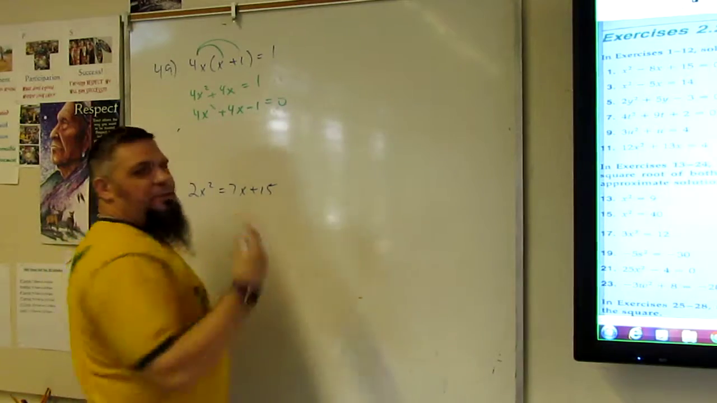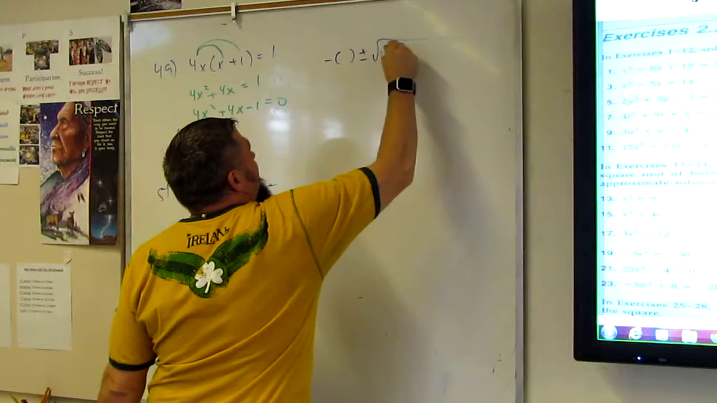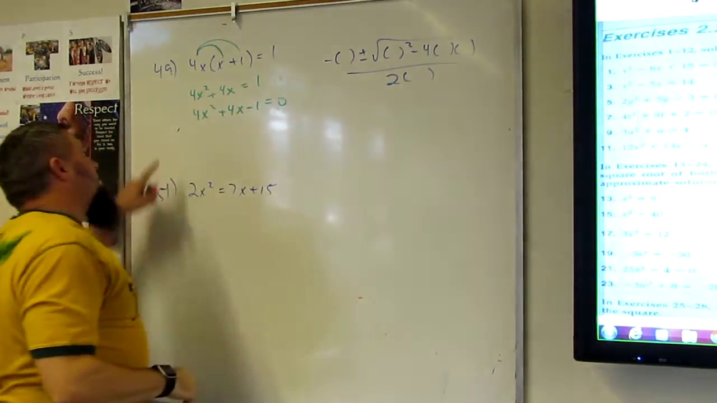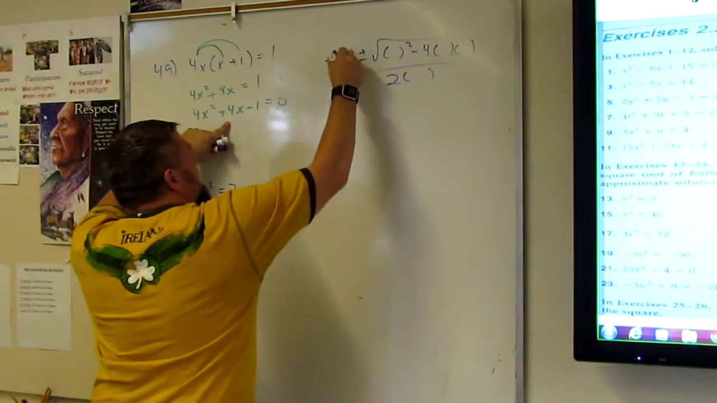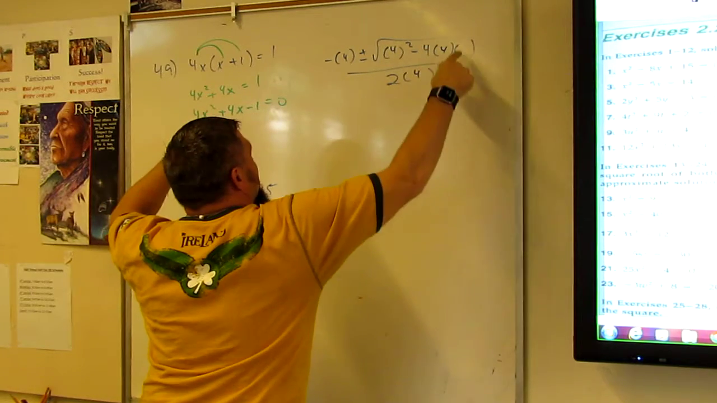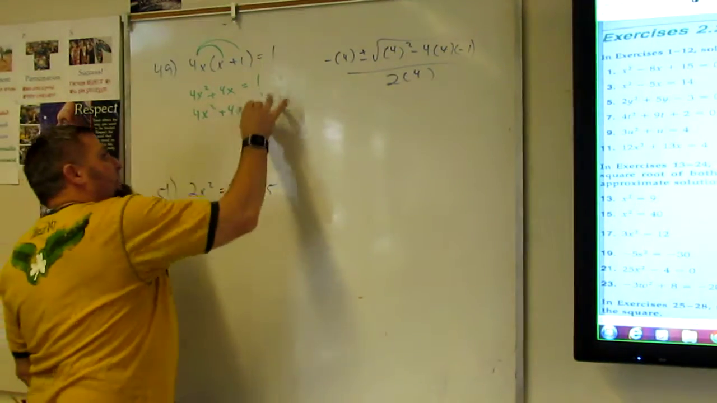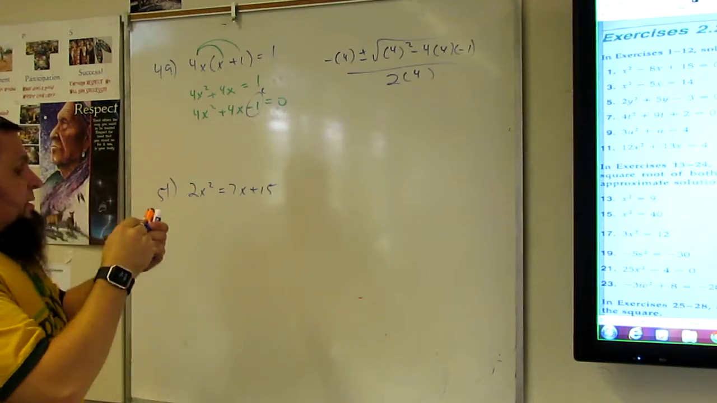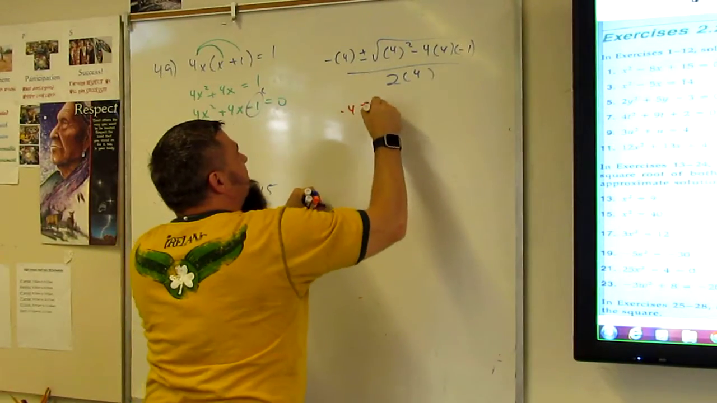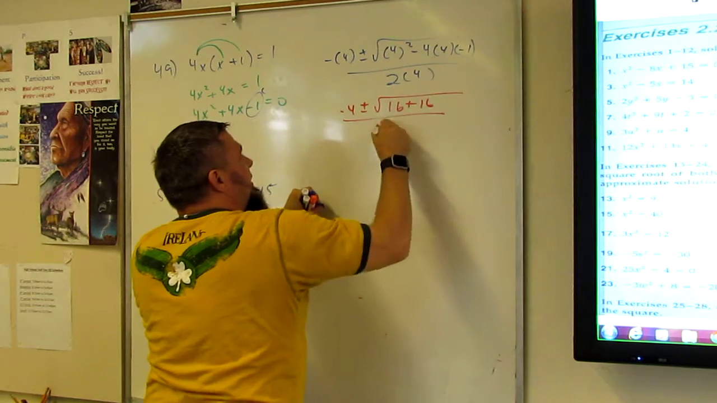So now let's do the quadratic formula: negative b plus or minus the square root of b squared minus 4ac, all over 2a. So b, a, c. Don't forget, it's a -1 for c. So these two make a negative, and two negatives make a positive. So I got -4 plus or minus the square root of 16 plus 16, all over 8.